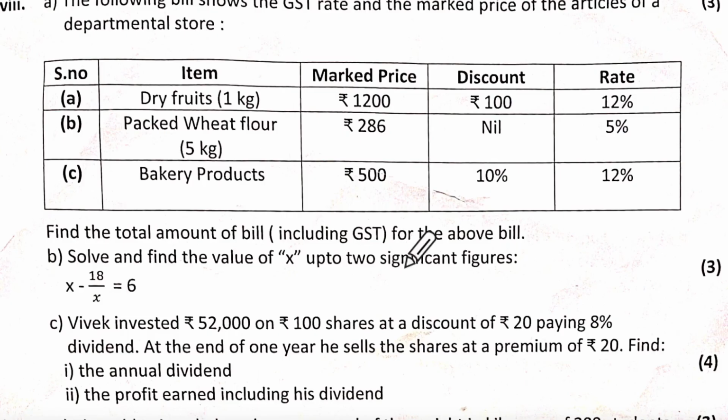State and find the value of x up to 2 SFs. Now for 2 SF we have x minus, this is your second part, B part of question 7, 18 upon x equal to 6.